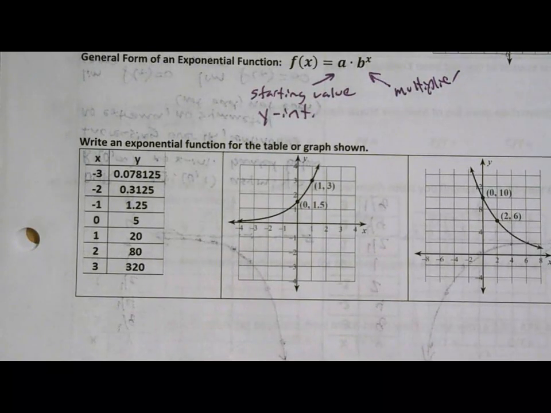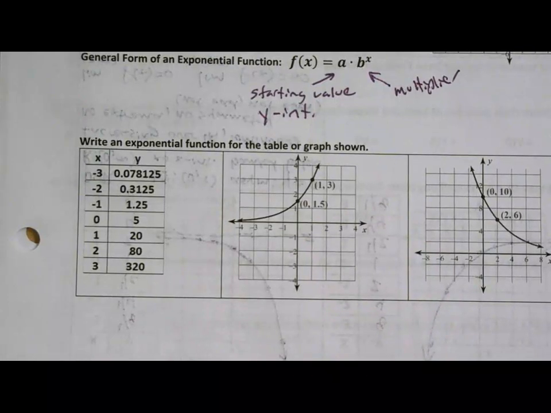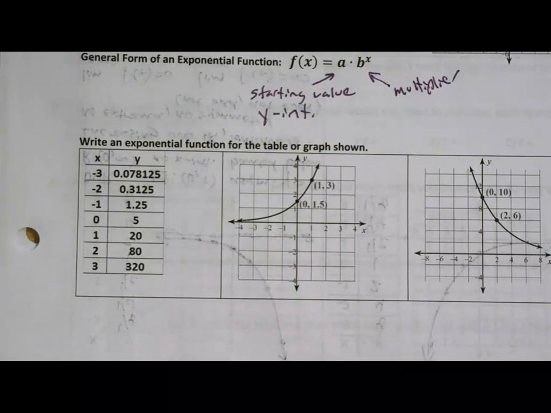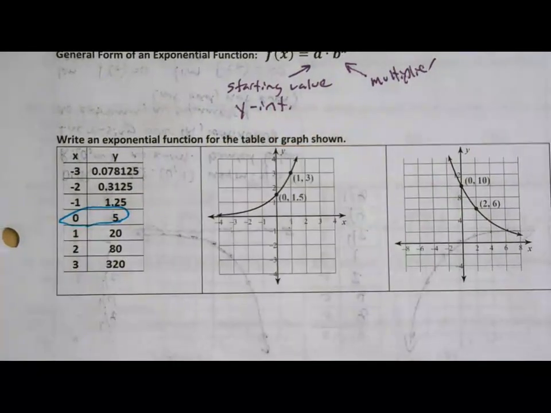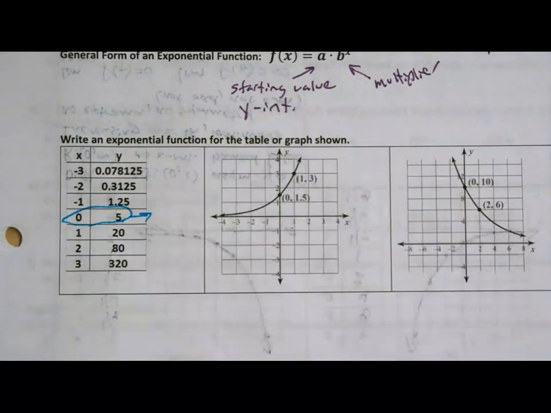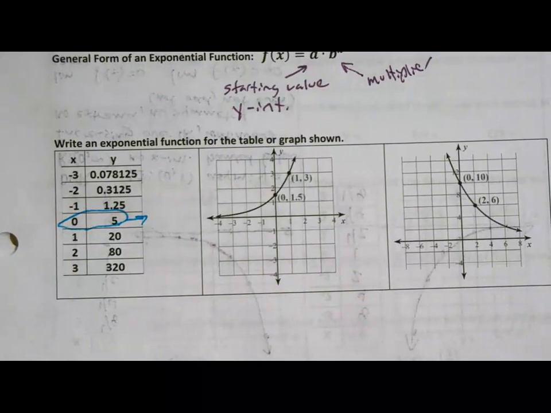So we're going to practice writing some equations. Sometimes the equations can be very simple. Sometimes we've got to do a little bit of work. We'll look at a little bit of both flavors here. So look at this first table. Can you identify the y-intercept in this first table? What is the y-intercept? Heck yeah, it's 5. That's our y-intercept, which means for this function, a is 5.